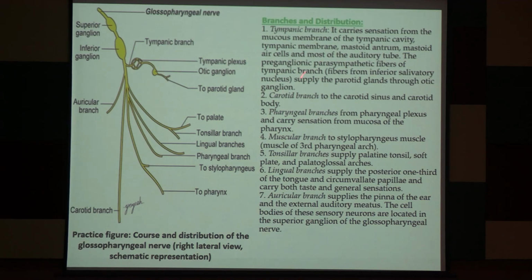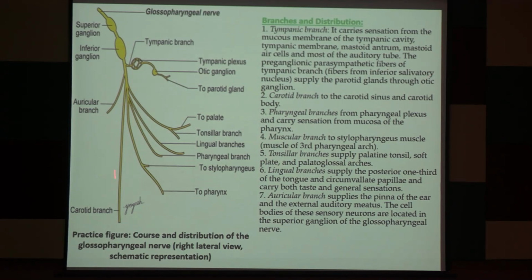So, branches and distribution. First is the tympanic branch. It carries sensation from the mucous membrane of the tympanic cavity, tympanic membrane, mastoid antrum, mastoid air cells, and most of the auditory tube. And the preganglionic parasympathetic fibers of the tympanic branch, those fibers from the inferior salivatory nucleus, supply the parotid gland through the otic ganglion.